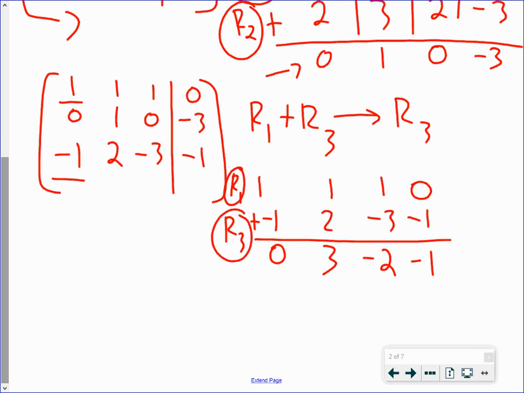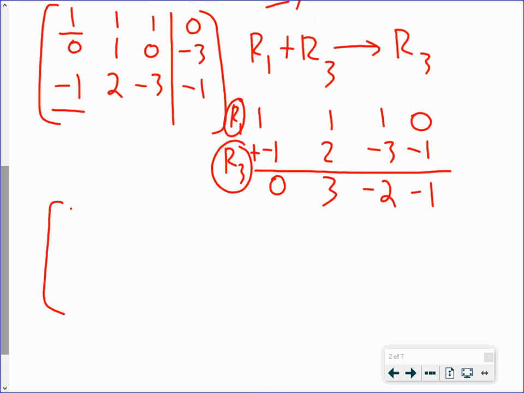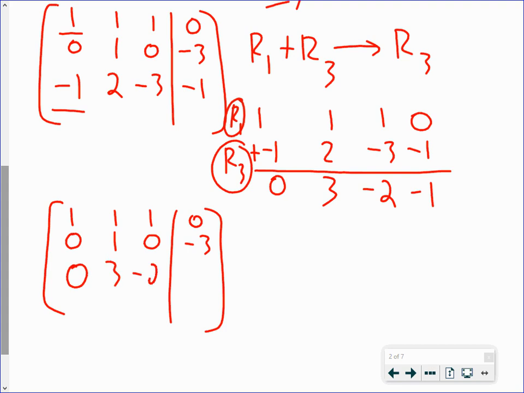So this is my new row 3. Let's go ahead and rewrite our matrix again with our new row 3. Row 1 is 1, 1, 1, 0. Row 2 is still 0, 1, 0, negative 3. And row 3 is now our new row we just solved for: 0, 3, negative 2, and negative 1.